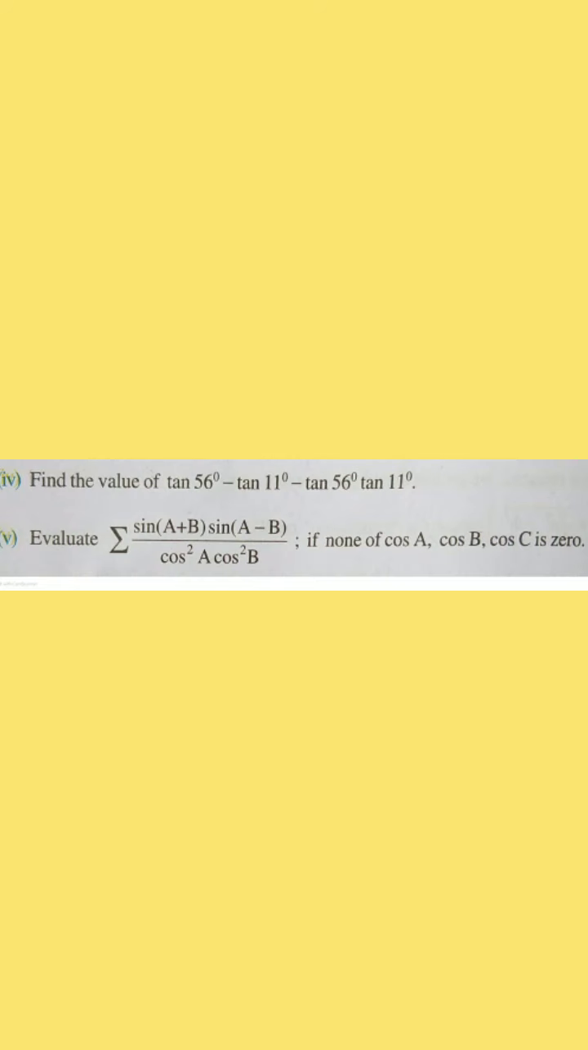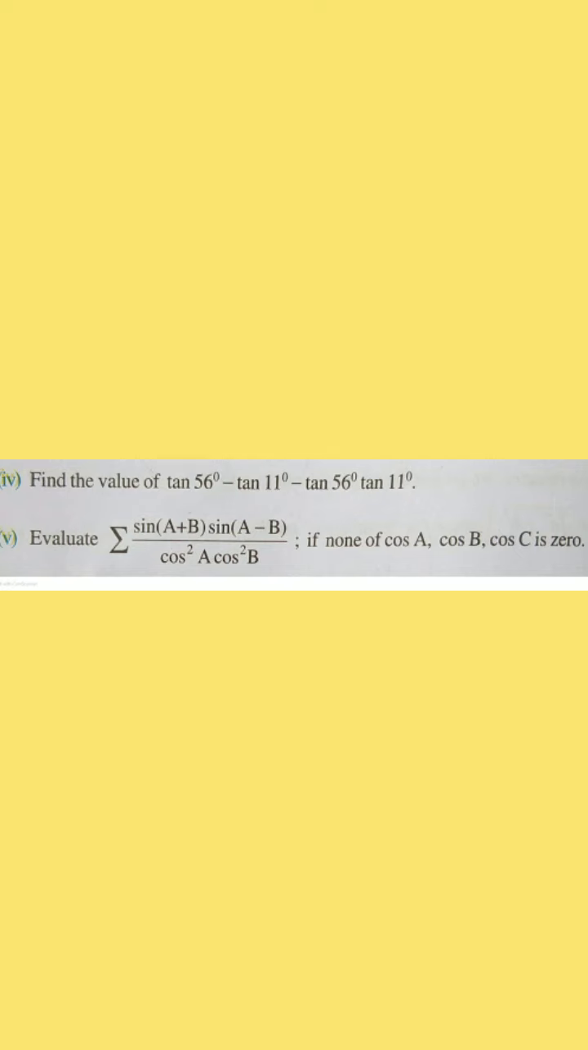Okay, moving on to third question, fifth bit. The question is, evaluate sigma sine a plus b into sine a minus b by cos square a into cos square b, if none of cos a, cos b, cos c is 0. So here it is given that cos a value is not 0, cos b value is not 0 and cos c value is not 0, and we have to find out sigma sine a plus b into sine a minus b by cos square a into cos square b.